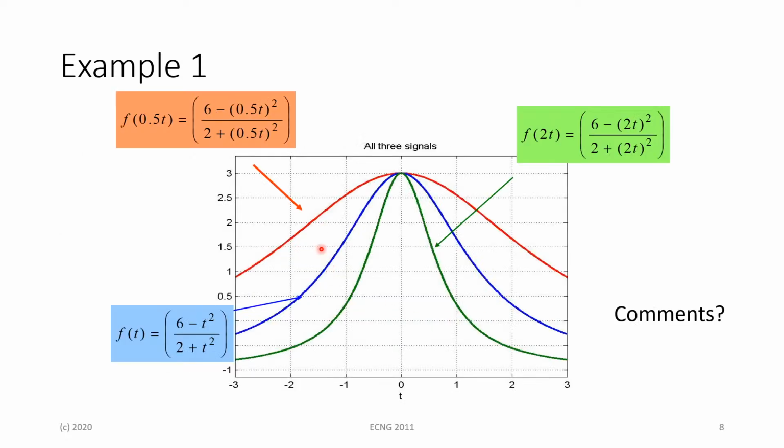What you see here is that our blue line still represents our f of t signal. Our green line represents our f of 2t signal, where you can see it's compressed. But our f of 0.5t signal is way bigger with respect to time. So in this case, it expands.